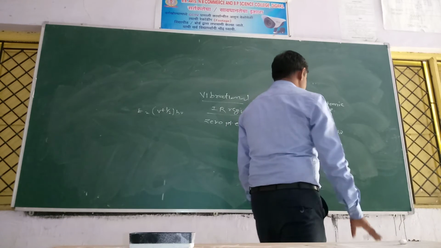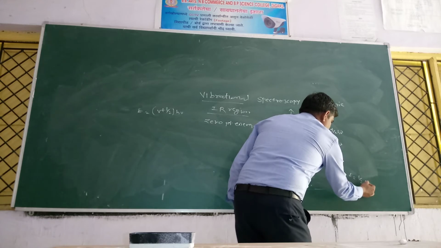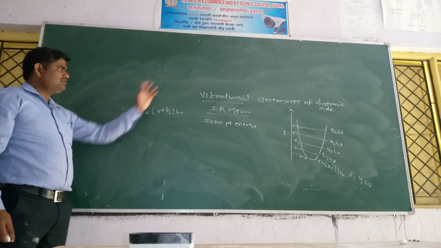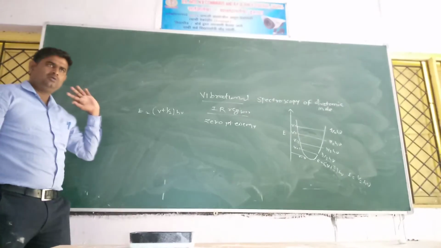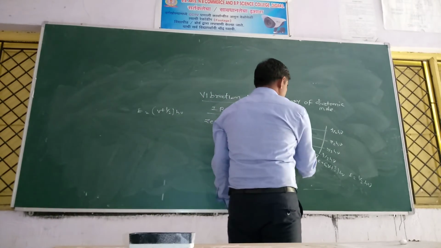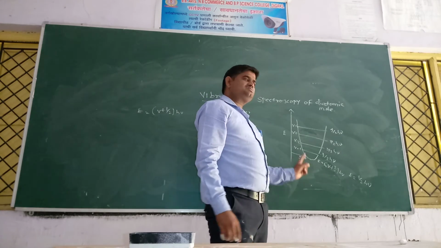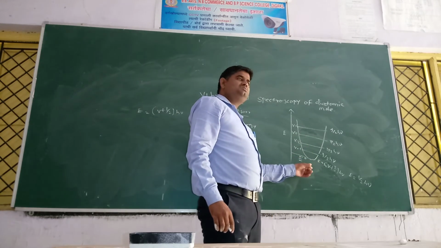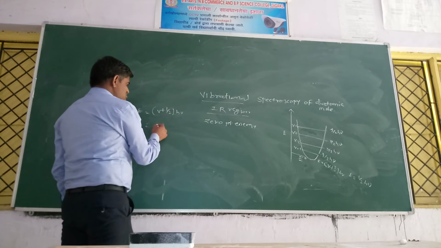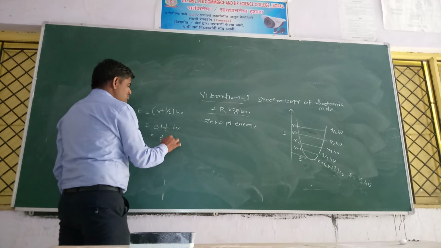Okay, getting this point? This is the formula used for calculating the vibrational energy of a diatomic molecule: E is equal to v plus half h nu. The v term indicates the vibrational quantum number. For the first vibrational level, v value is 0. If v value is 0, then putting this value in the equation, 0 plus half h nu, we get half h nu.